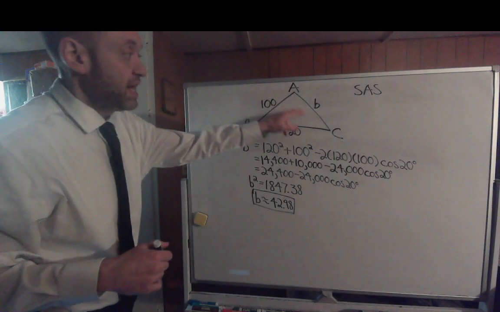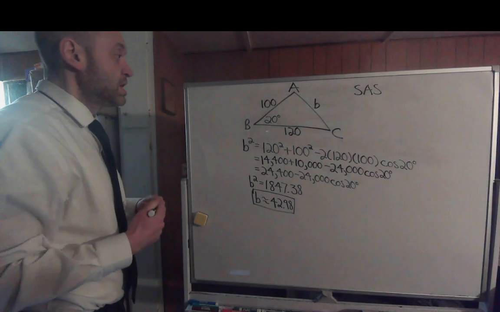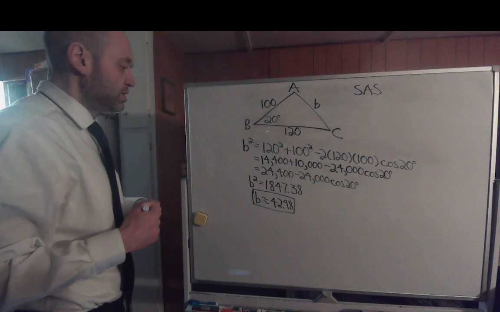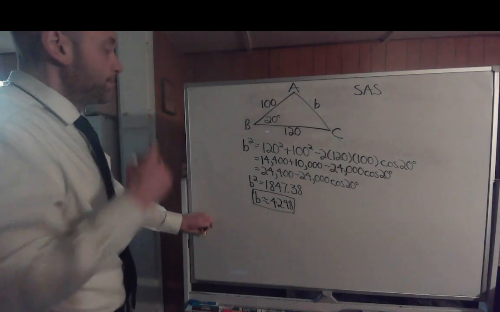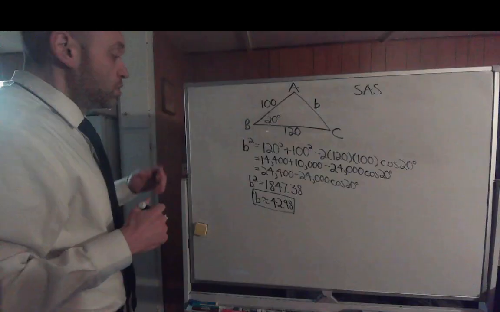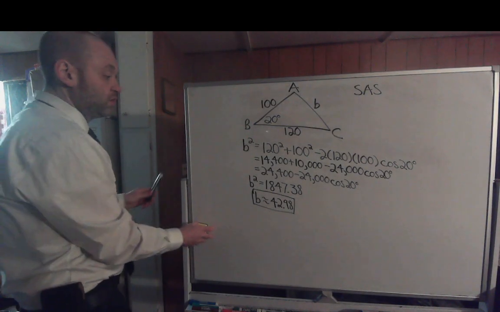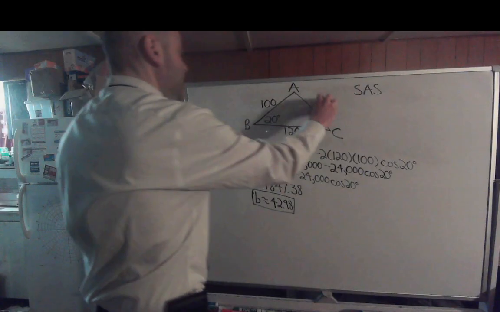We still have to find angles A and C. Well, that won't be too terrible. So we got side B. Now, let's see. We can also use this law of cosines to find the angles.